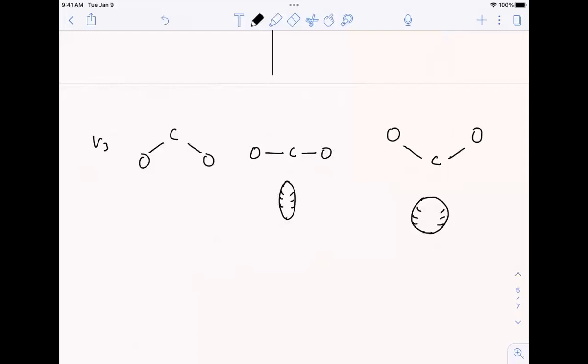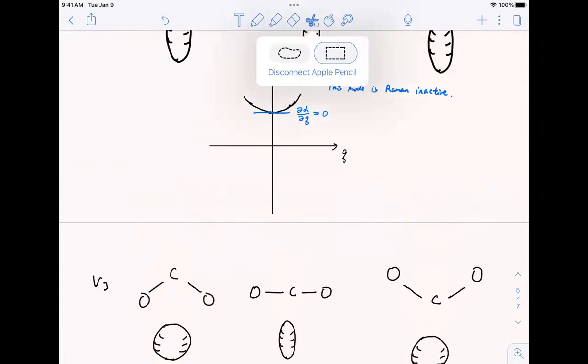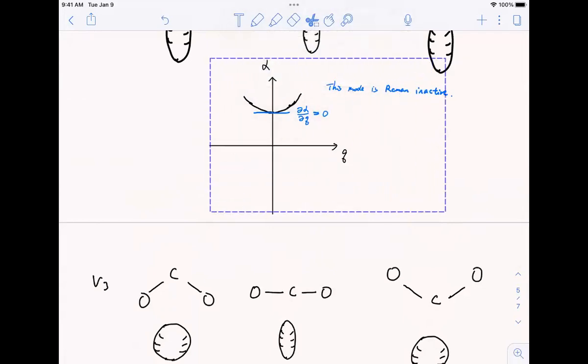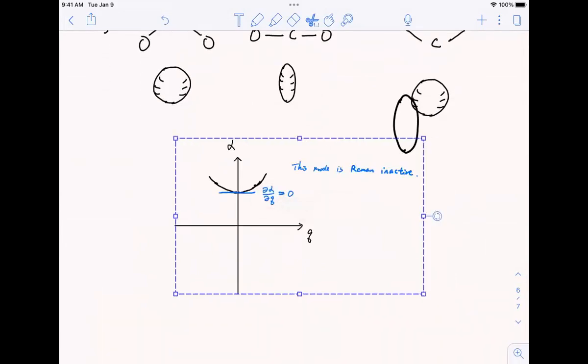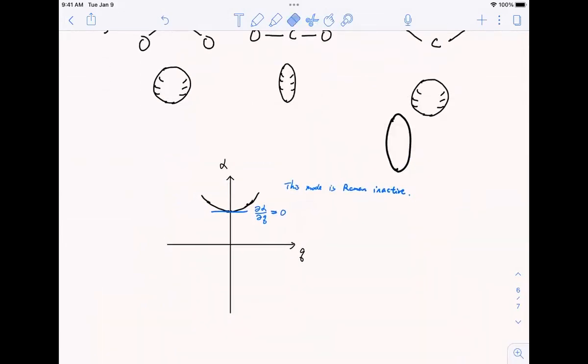Okay, but you can expect it will become more like a sphere when it is bending. Okay, so similarly, when it bends in another way, then it's more like a sphere on the other side as well. Okay, so these two will be the same. Then eventually, you get just the same thing here. So this mode is also Raman inactive.